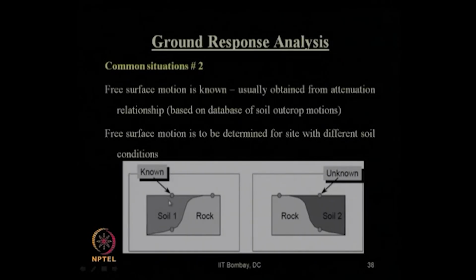Suppose you have the data set available within India, let us say at a soil site in Delhi, it is known. Then close to Delhi, say in Gurgaon, in another site you want to find out what is the ground response value or the free surface motion value. Then you need to go through this ground response analysis. So, that is the advantage of doing ground response analysis, to get the ground motion or earthquake motion or seismic motion at different points.